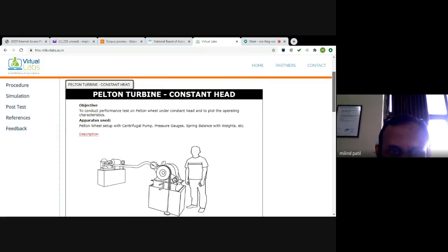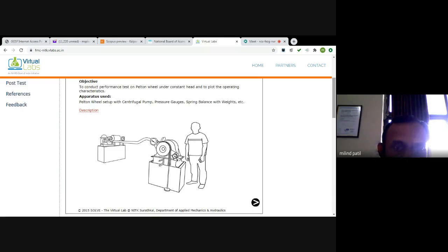Try to observe very precisely. This is our setup. This is a pump. We selected a pump because we don't have a hydraulic dam here. So we created the pressure head using this centrifugal water pump. This is a Pelton turbine setup. This is a shaft, the central circle is the shaft of the Pelton turbine.